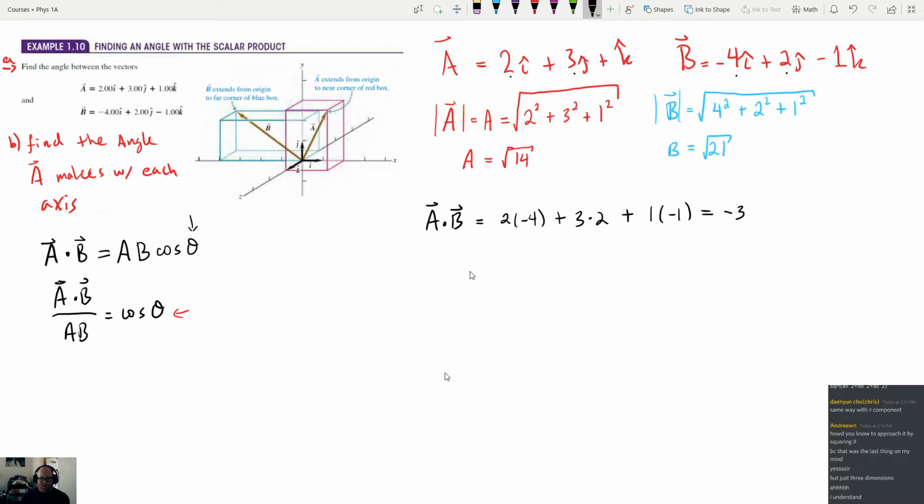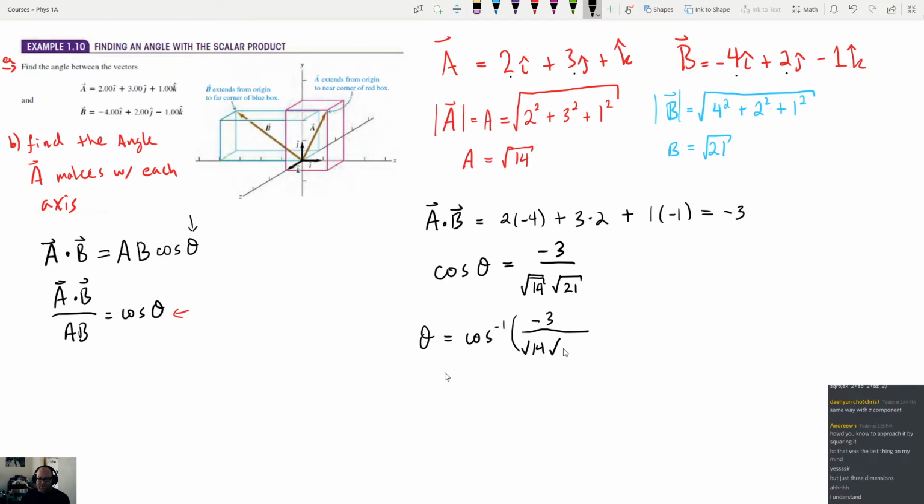Anyone disagree? So then we have this equation right here, which tells us that the cosine of theta now has to be equal to A dot B, which is negative 3, divided by A times B. Like that. And then we can use that to solve for the angle, because then the angle is going to be cosine inverse of negative 3. You need to leave the negative sign in there too.